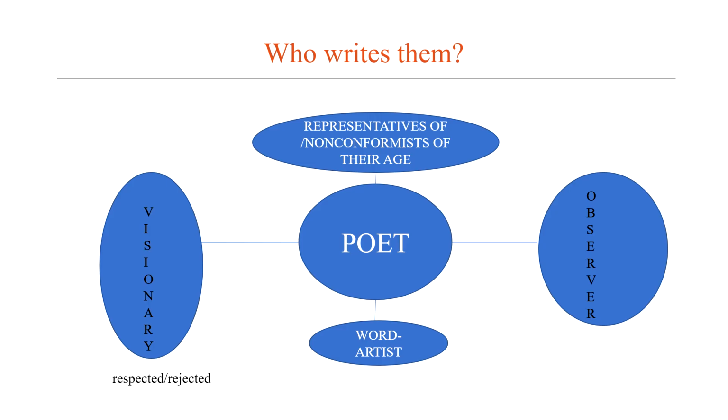Who writes poetry after all? Sometimes they are representatives of their age, sometimes they are nonconformists of their age. They're a type of word artist, observer, visionary, sometimes respected, sometimes rejected, but rarely entirely ignored, at least not after their death.